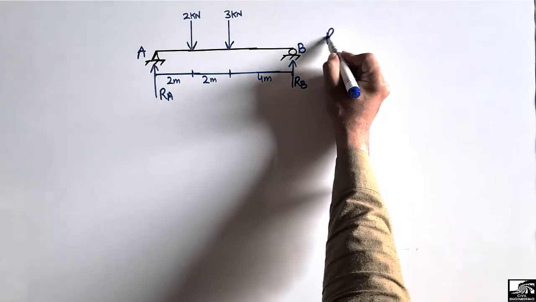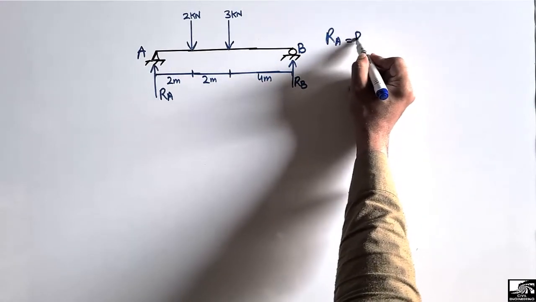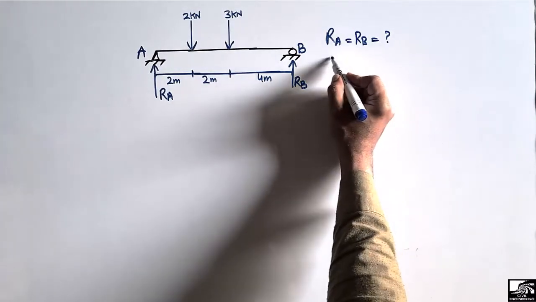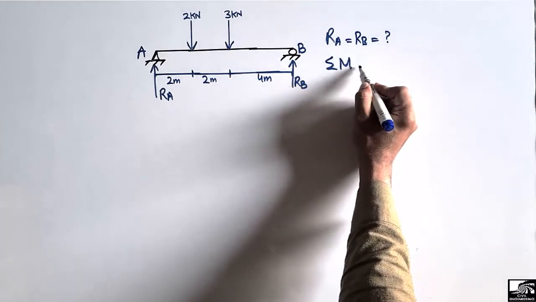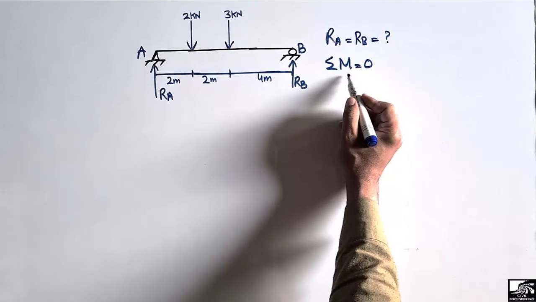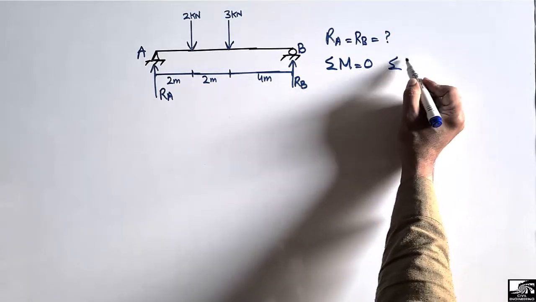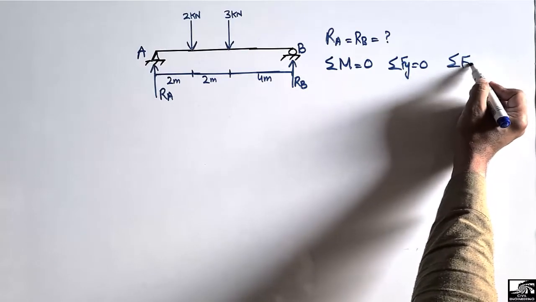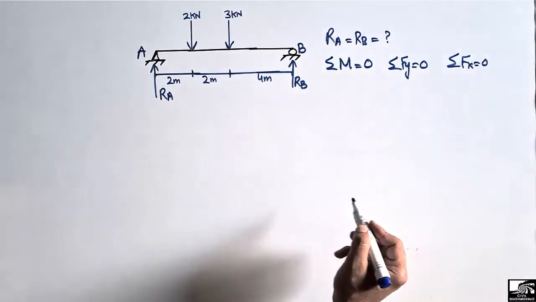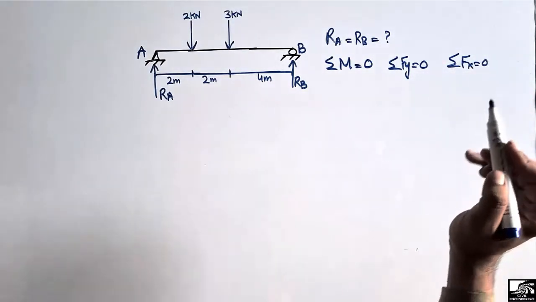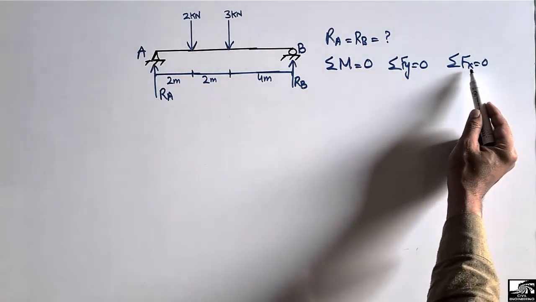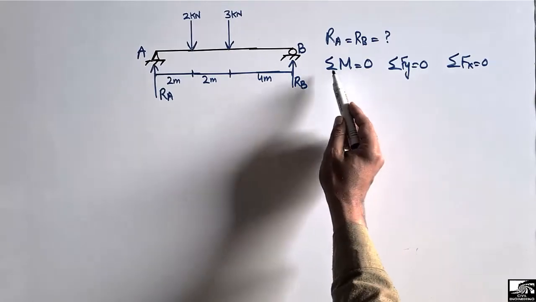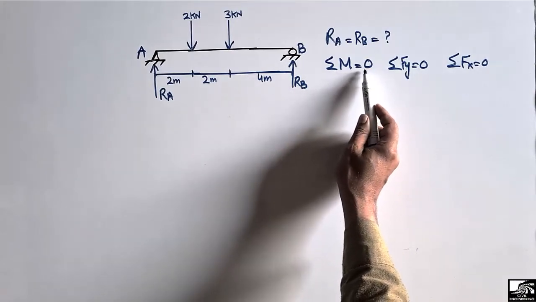To find out this RA and RB, we can use the equilibrium equations. The first equilibrium equation is summation of moment at any point equal to 0. Either we can use this equation or this equation or this equation in order to find the unknown support reactions. Here, this is summation of horizontal force equal to 0, this is summation of vertical force equal to 0, and this is summation of moment at any point equal to 0.